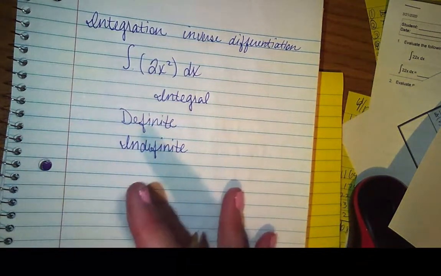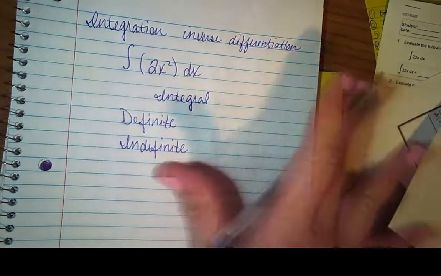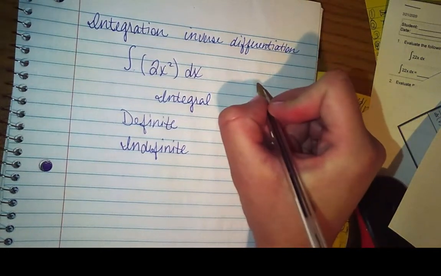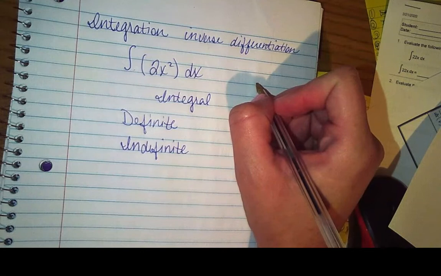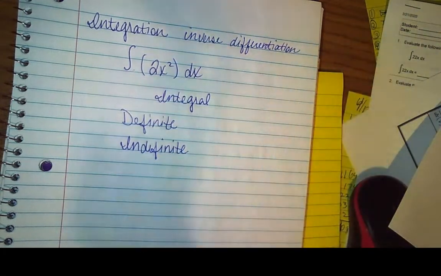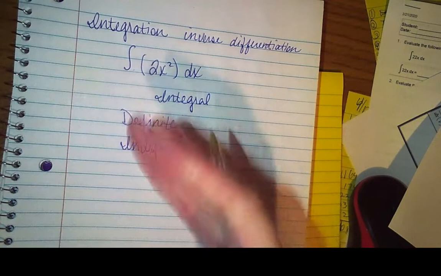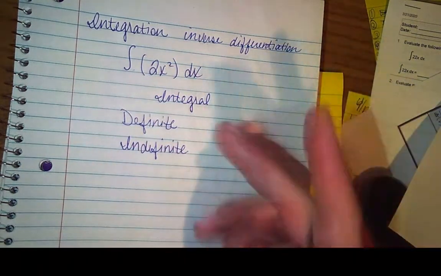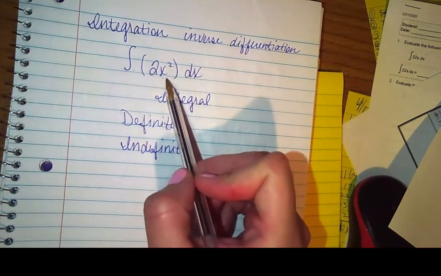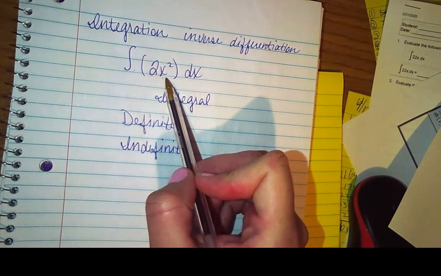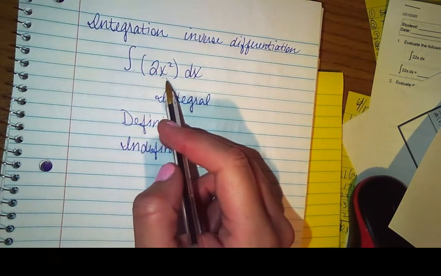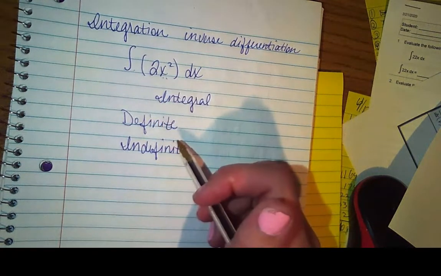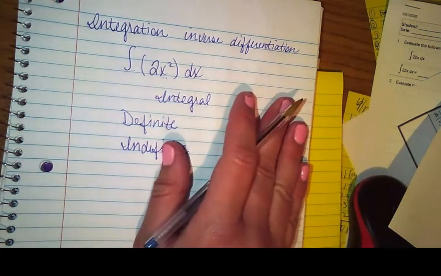What we learned with differentiation is that your first derivative will tell you instantaneous rate of change or velocity. Your second derivative will tell you acceleration. If we're undoing this, it doesn't necessarily mean that. When you integrate, the result of integration will give you a formula for area under the curve.